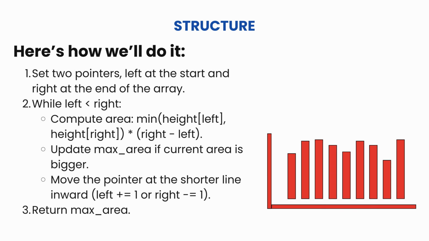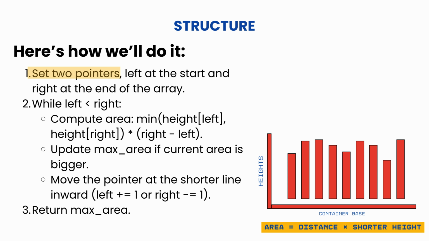Here's the structure of our solution. Set 2 pointers, left at the start and right at the end of the array. While left is less than right, do the following. Calculate the area using this formula: the minimum of height at left and height at right, multiplied by the distance between them, which is right minus left. If this area is greater than the current maximum area, update the maximum.